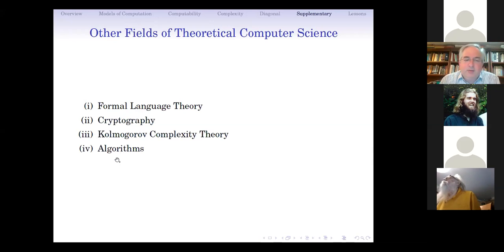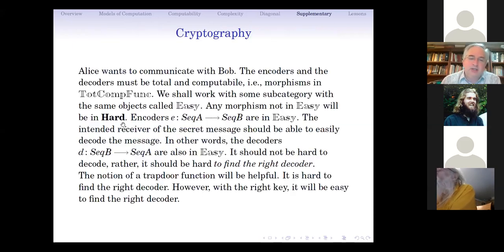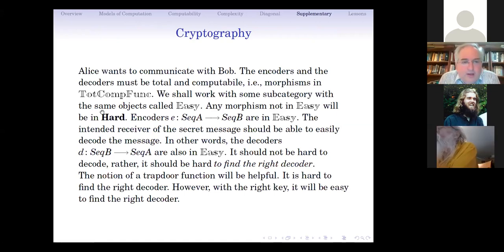I'd like to spend 3 minutes talking about cryptography and algorithms, simply to show you that category theory is the right way to talk about these things. So I want to talk about cryptography. Alice wants to communicate with Bob. The encoders and the decoders must be total and computable. You want them to be total computable functions, and morphisms in total computable functions. We shall work with some subcategory of total computable functions with the same objects, namely all types, called Easy.